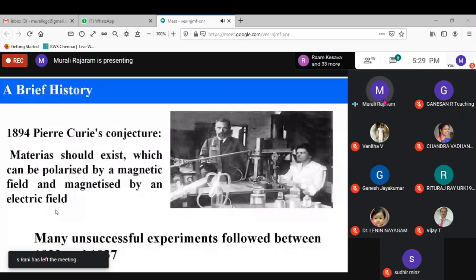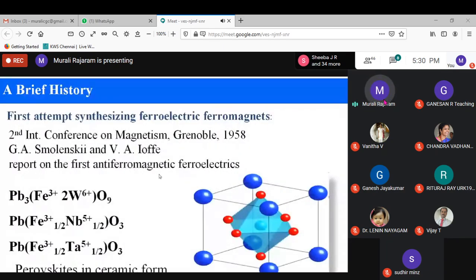Okay. After the invention of ferroelectric material, there were so many unsuccessful experiments between 1922 and 1937 on these magnetoelectric materials, because they had predicted so much application for these materials, but unfortunately they couldn't succeed in growing such a material with both properties, so it was unsuccessful. And around 1958 they started working on a simple class of materials called perovskite, a very simple crystal structure with the general formula ABO3.